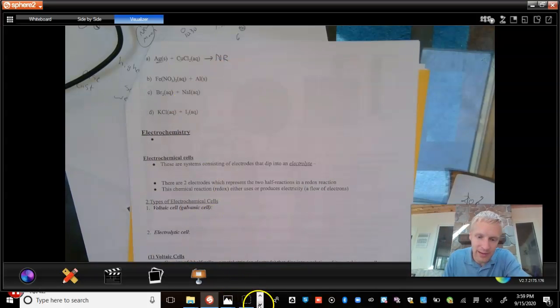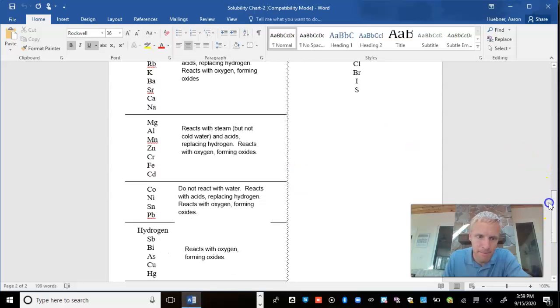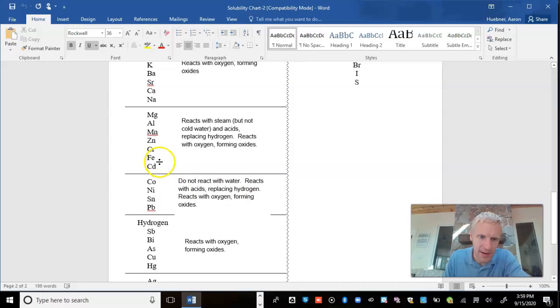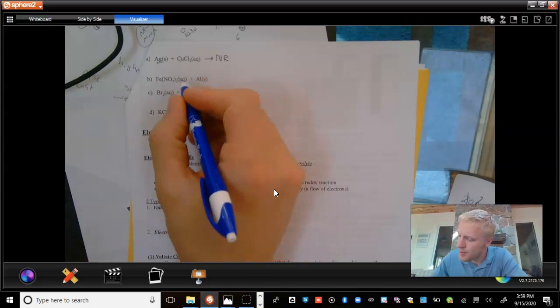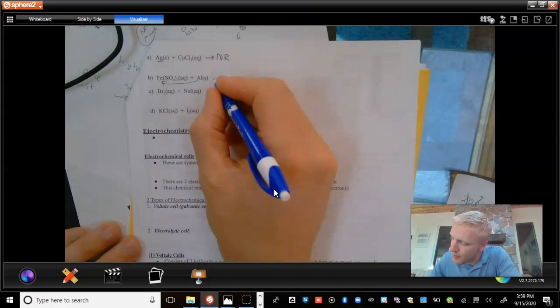Well, let's look at that activity series. Iron's up here. Aluminum's up there. So aluminum is going to be more readily oxidized, therefore ending in the compound. Yep, this reaction occurs. So here we go.